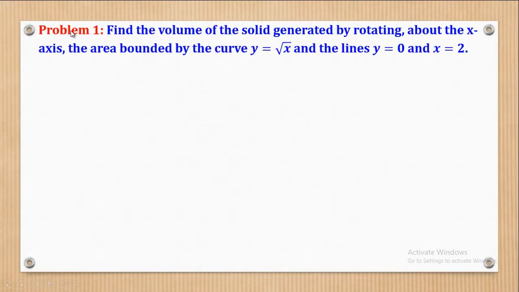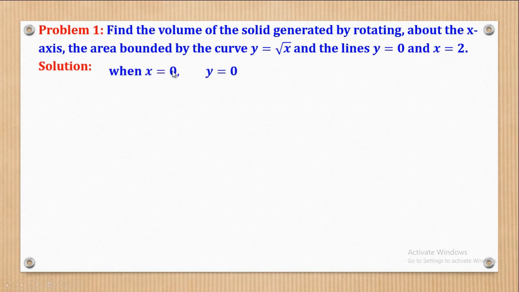So we shall start with problem 1. Find the volume of the solid generated by rotating about the x-axis the area bounded by the curve y equal to square root of x and the lines y equal to 0 and x equal to 2.